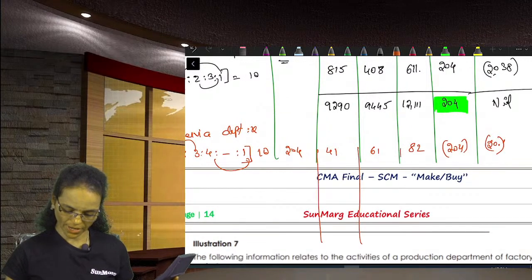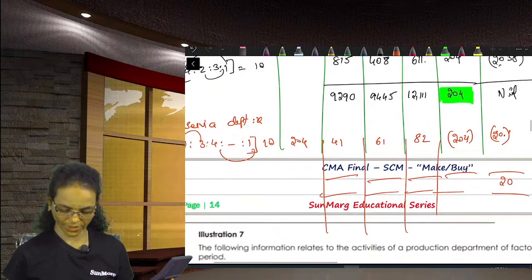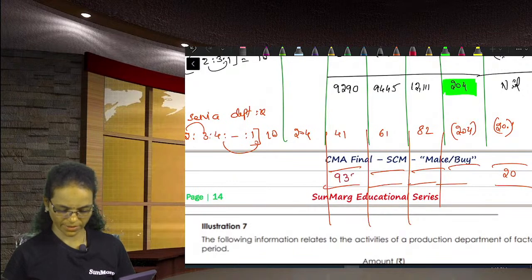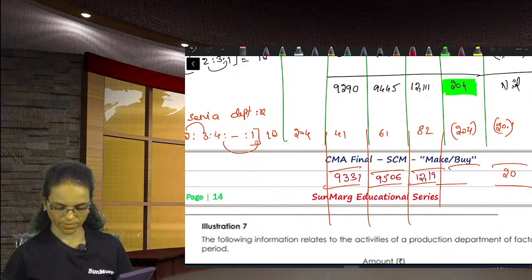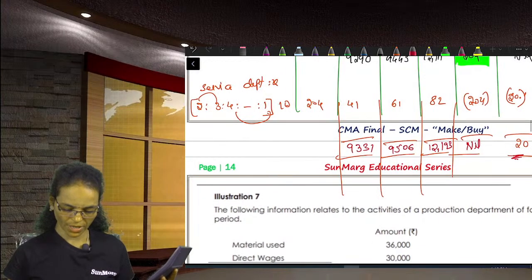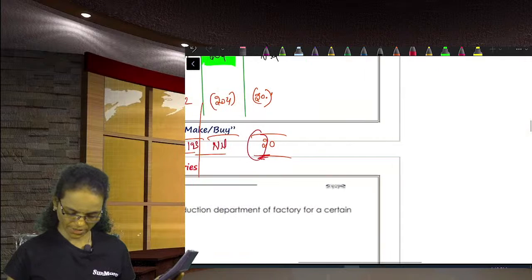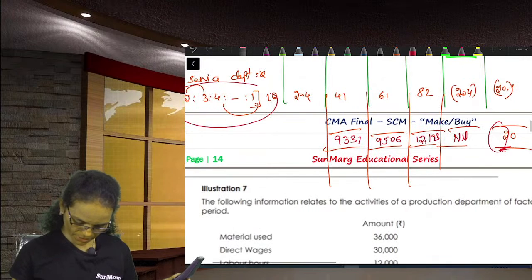Next again add it. We are getting total 20 here. 9290 plus 41 is 9331, 9445 plus 61 is 9506. This 20 rupees again has to be distributed among all the departments. There is a space constraint, so I will write here.